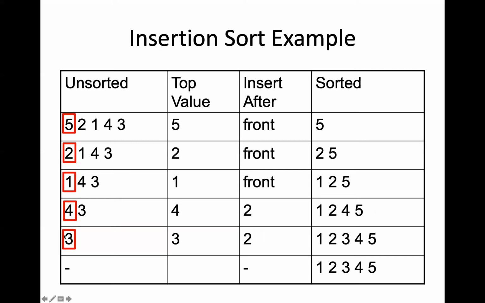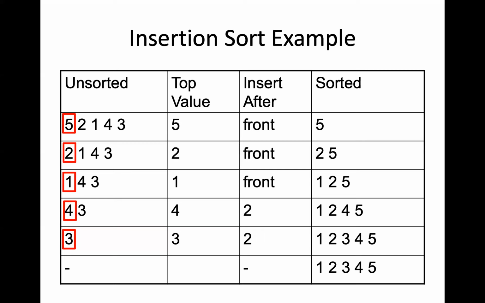So finally, we grab 3 off the unsorted list, which is now done. It's empty. And so we have the value 3, and the question is where to insert it. And again, it goes after the 2. So now we end up with a sorted list with 1, 2, 3, 4, 5. And in the final execution of the outer loop, we're not going to actually do anything here. We're just going to notice that the unsorted list is empty. That's going to be the termination condition for the outer loop of the insertion sort.